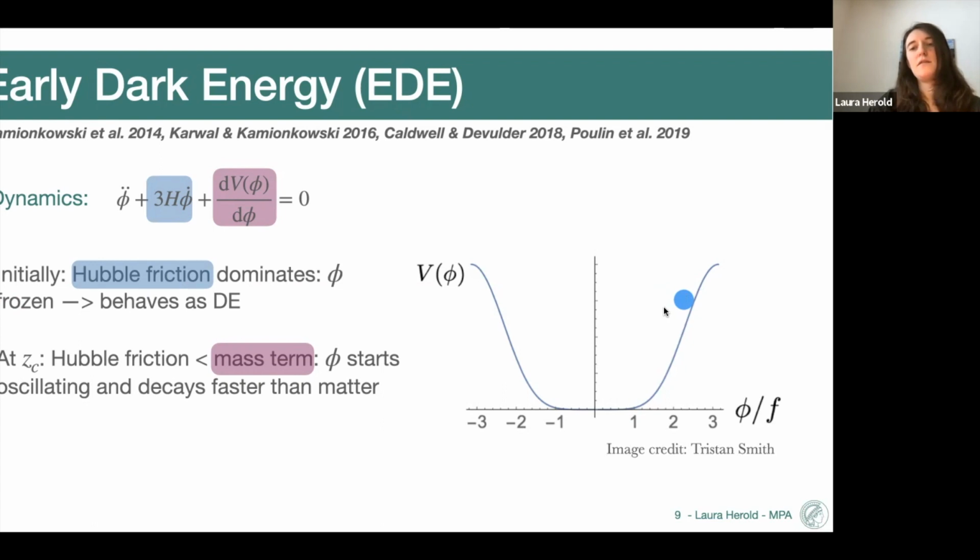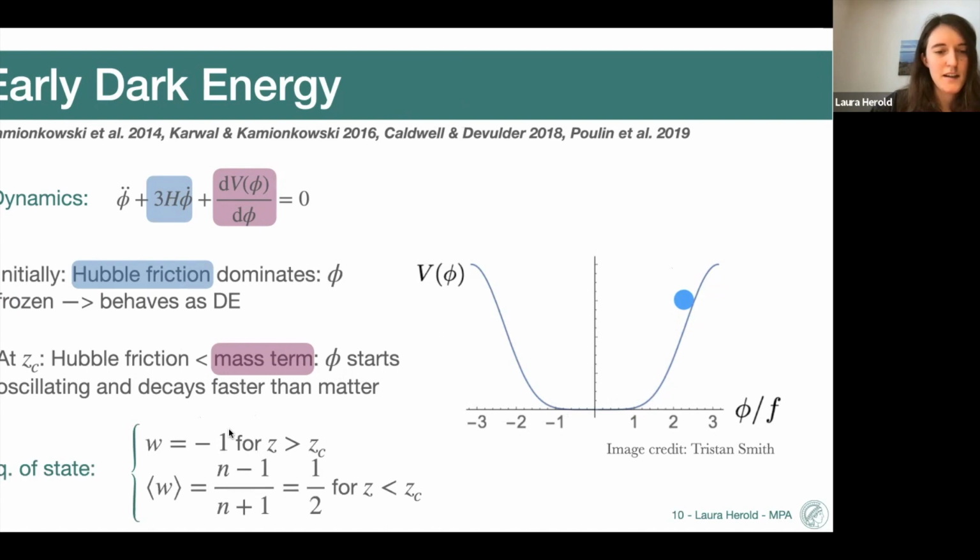So the field is essentially frozen at the initial position and behaves like dark energy, very similar to the inflaton field. But of course, the EDE is at much later times than the inflaton field. And at some critical redshift, the mass term dominates, the field starts rolling down the potential and oscillating around the minimum. And in this phase, the field decays faster than matter. So the equation of state looks like this.